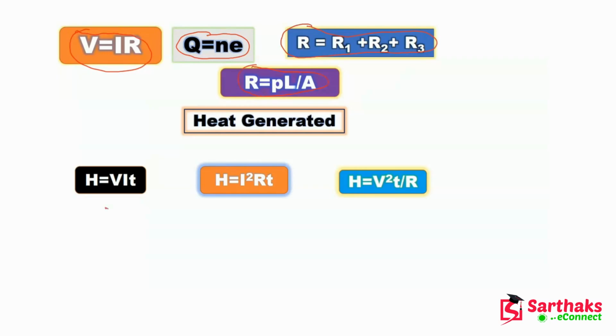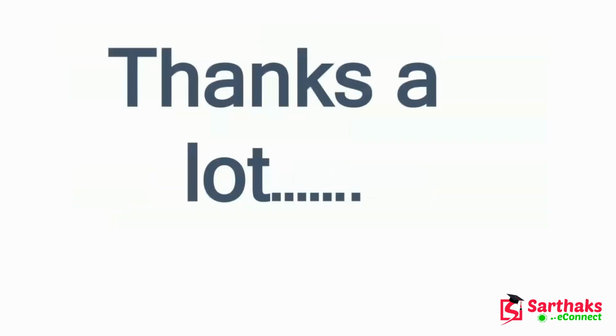And these are the formulas of heat generated. First formula is H equals VIT. Second formula is H equals I squared RT. Third formula is H equals V squared T by R. So I hope guys you might understand this chapter and this lecture.